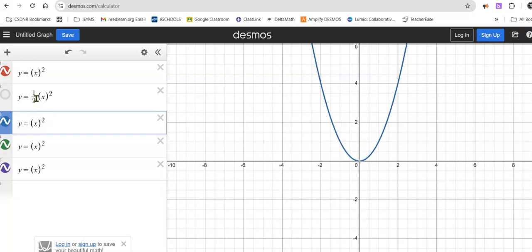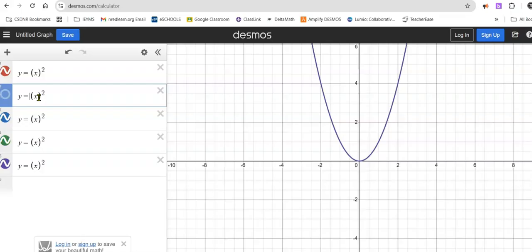Now if I were to take these coefficients away and put a negative sign here, let's take a look and see what happens. It looks like it reflects. So the negative sign reflects over the x-axis. The coefficient makes it a different size, and the constant shifts it up or down, or left or right.